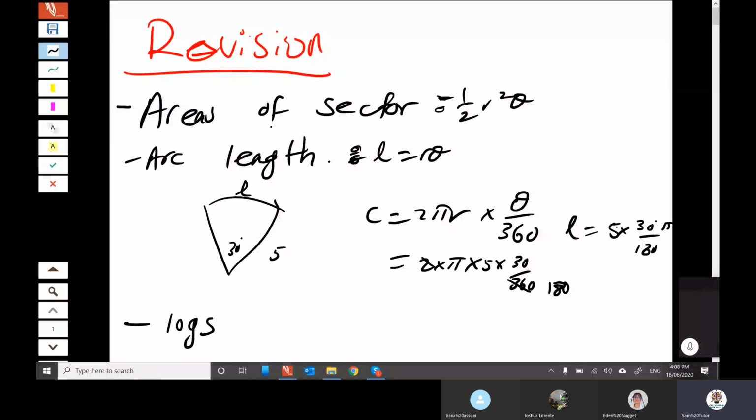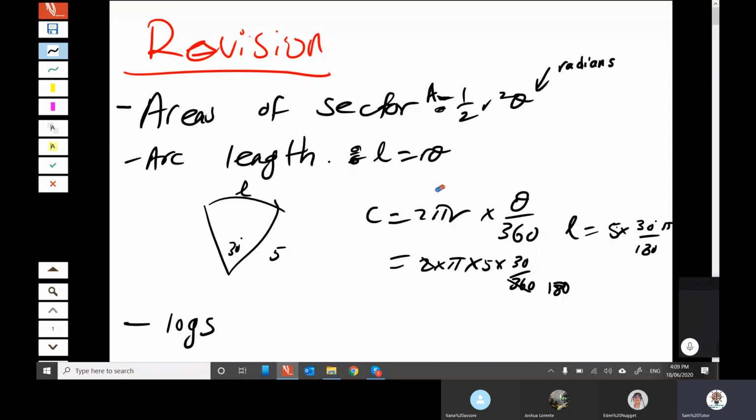So areas of sectors and arc lengths. You do learn a new formula: A equals half r squared theta and L equals r theta. Now it really comes down to whether you want to learn these two new formulas. They are helpful because your angle is in terms of radians, and mainly that's what you'll be dealing with. So they are good to know if you really want to learn them.